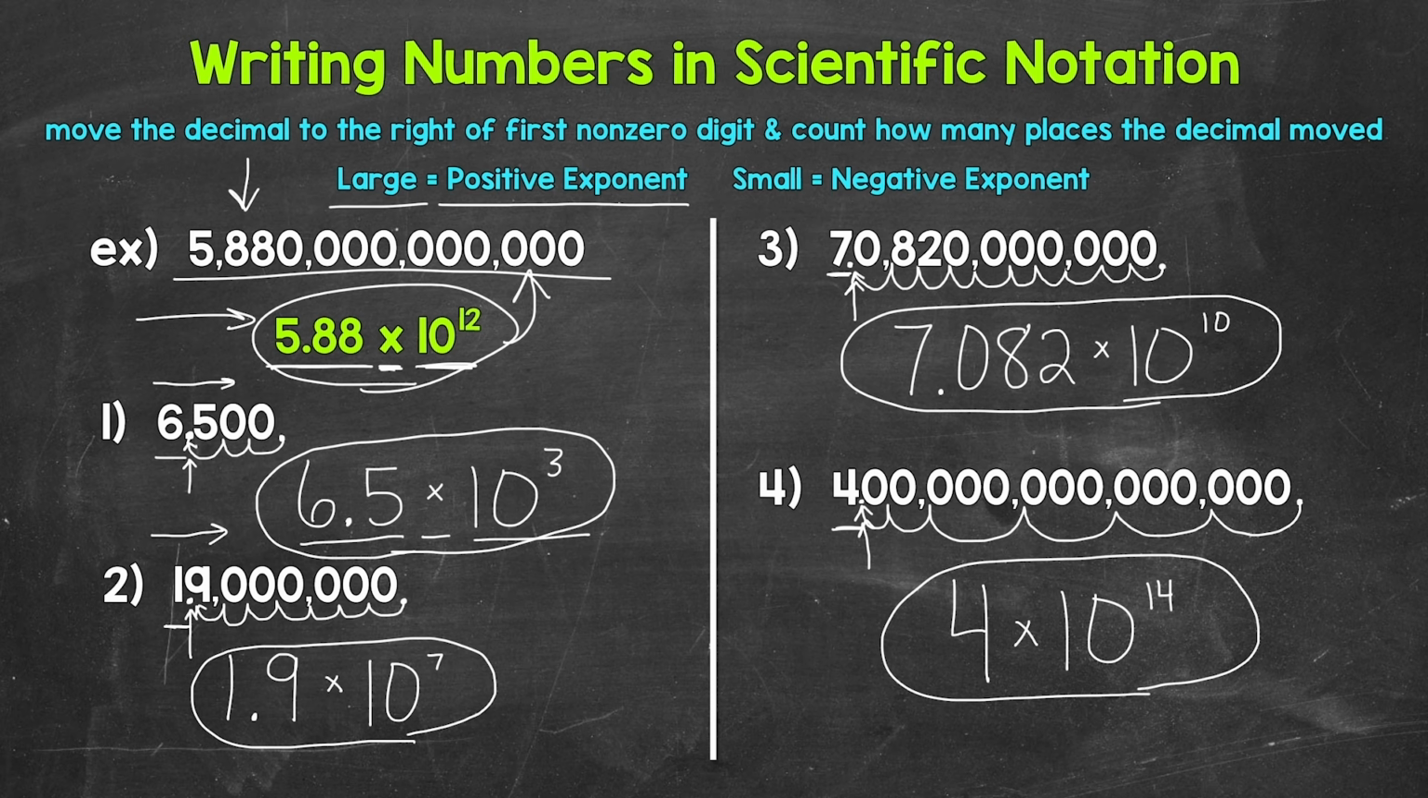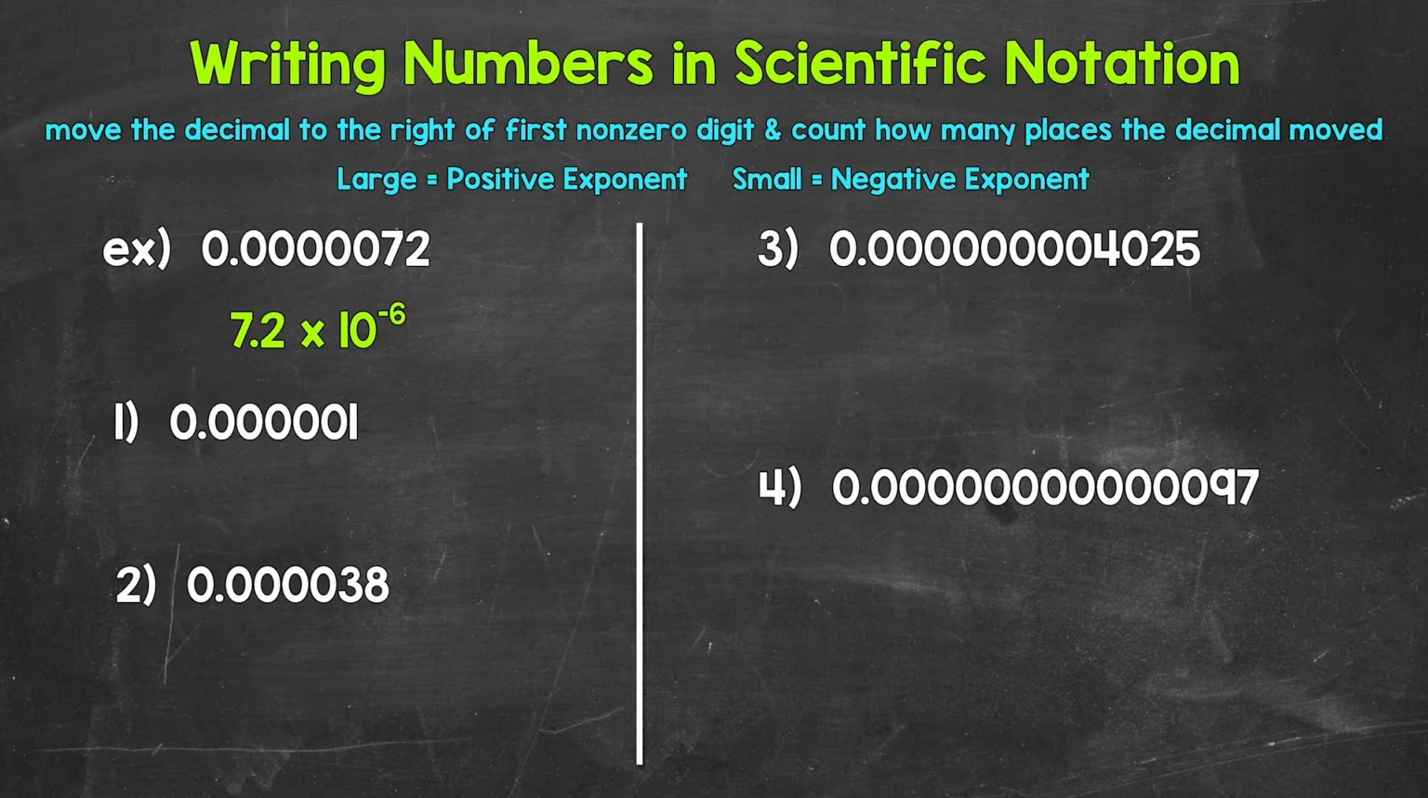So there you have it. There's how to write large numbers in scientific notation. Let's move on to writing small numbers in scientific notation. Now let's take a look at writing small numbers in scientific notation.